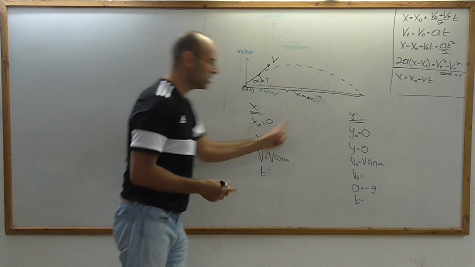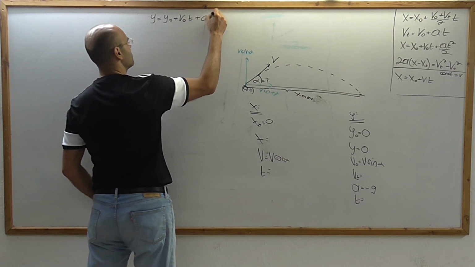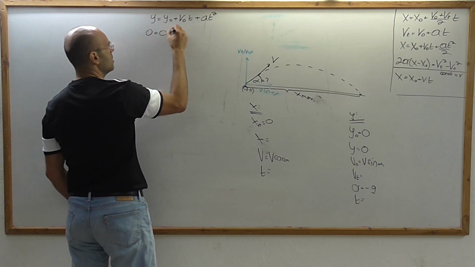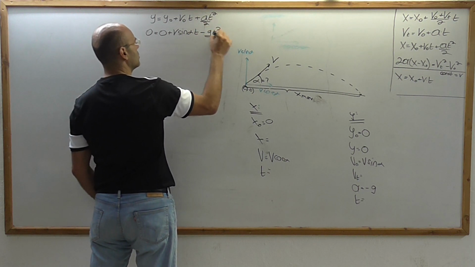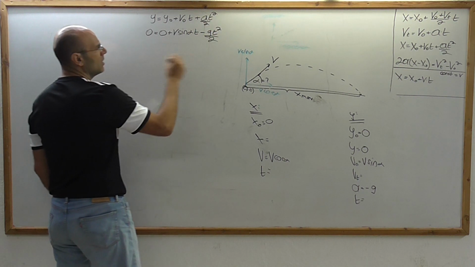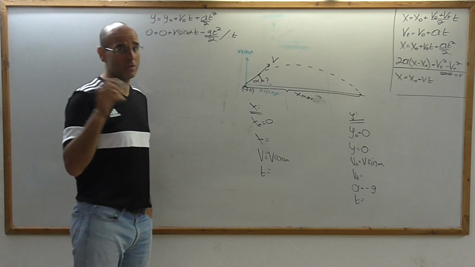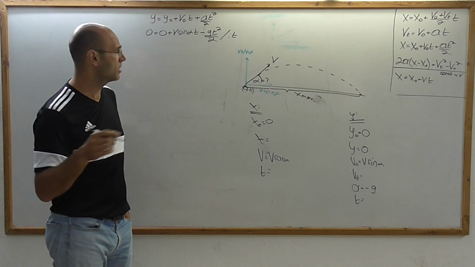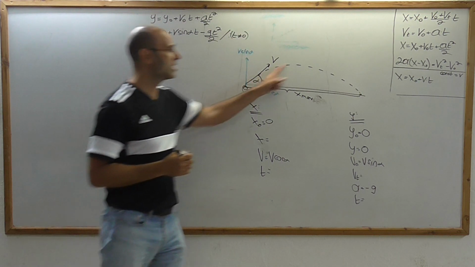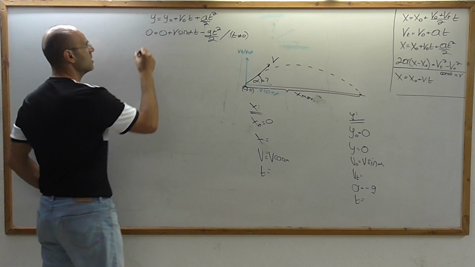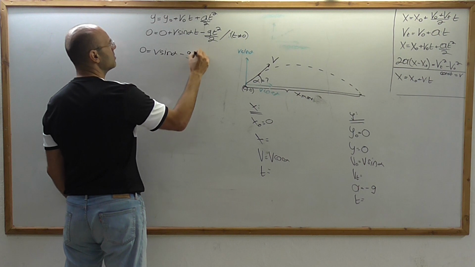Okay, let's write the equation. If I write this equation, I'll get 0 equals 0 plus v sine alpha t minus g t squared over 2. We can divide by t, because we cannot divide by 0, but t is obviously different from 0 because it will take some time to reach this place. So I'll get v sine alpha minus g t over 2.